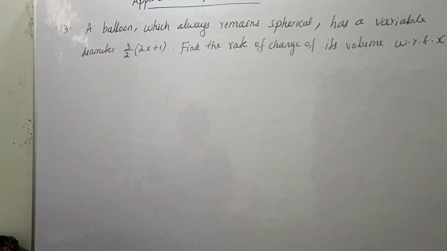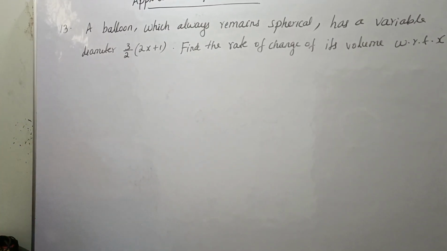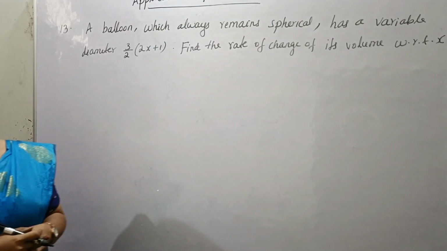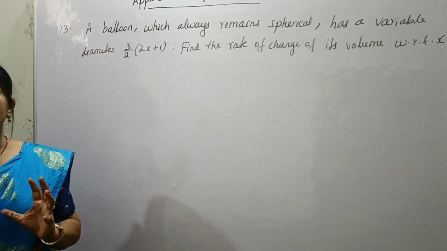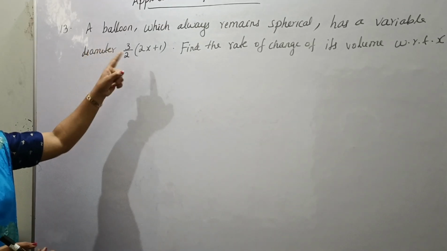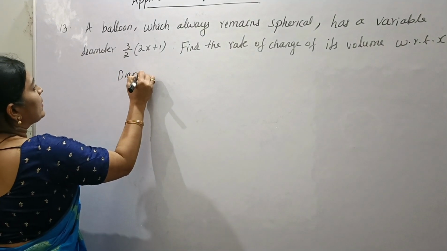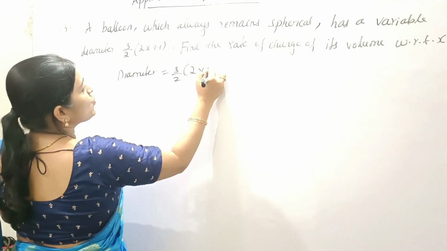A balloon which always remains spherical has a variable diameter 3 by 2 into 2x plus 1. Find the rate of change of its volume with respect to x. So it is mentioned that the balloon always remains in the shape of a sphere and its diameter is 3 by 2 into 2x plus 1.